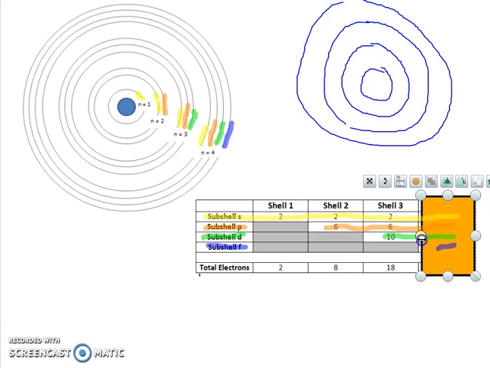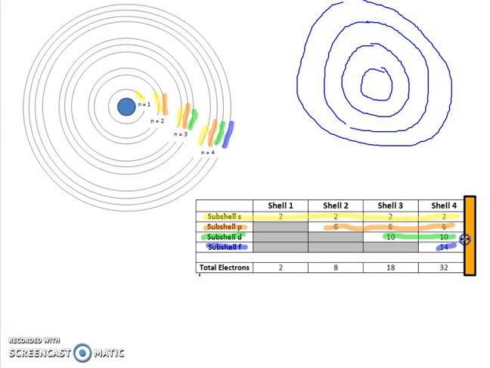And then when you get out to the next step, that fourth main shell, we add an F subshell, which can hold up to 14. So that's why that fourth one can go up to 32.